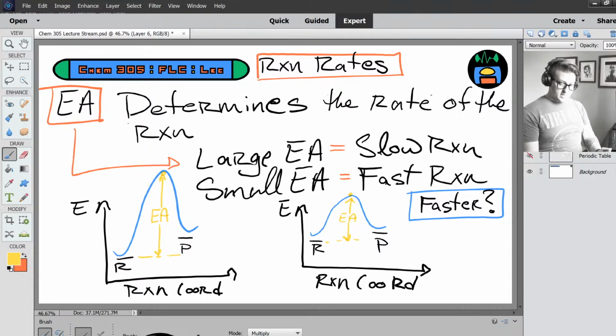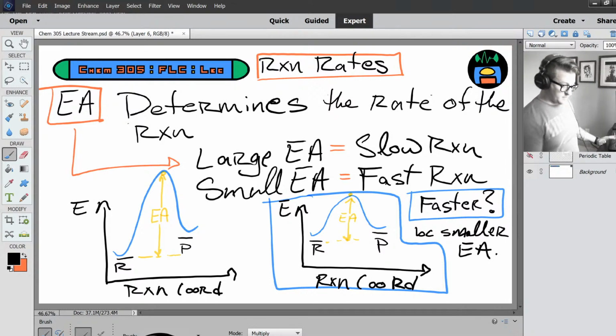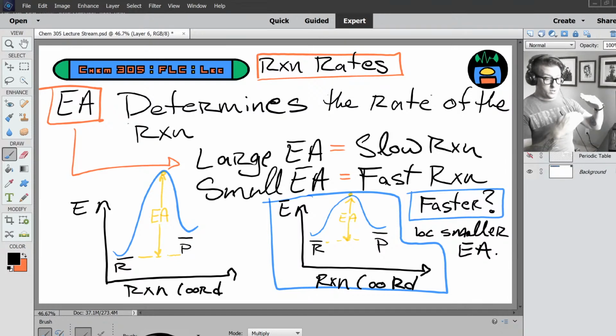So we would say that our second one is faster because it has a smaller energy of activation. All right. How large that activation energy is will determine whether it's slow or fast. And this should be somewhat intuitive, right? You can think of the activation energy as a barrier of energy. Which mountain will it take more effort to climb, a small hill or Mount Everest? It's going to take a lot more energy to get up Mount Everest than it will to climb a little knoll.